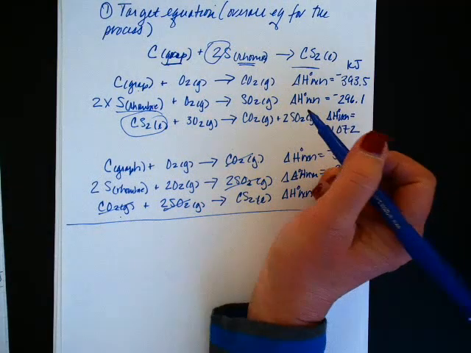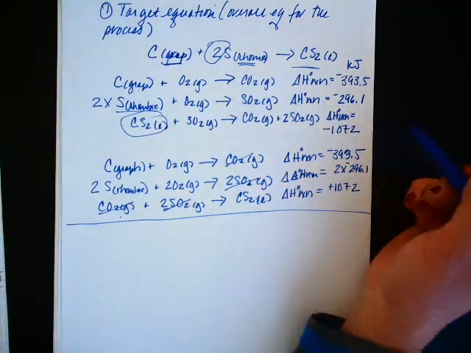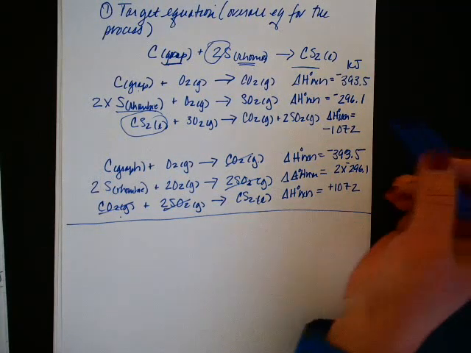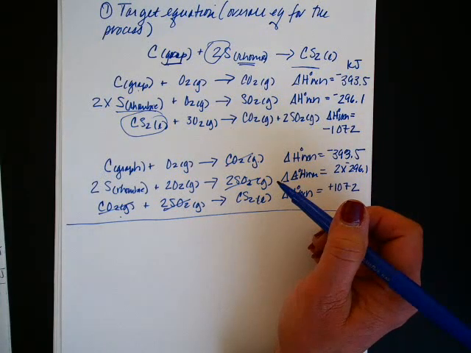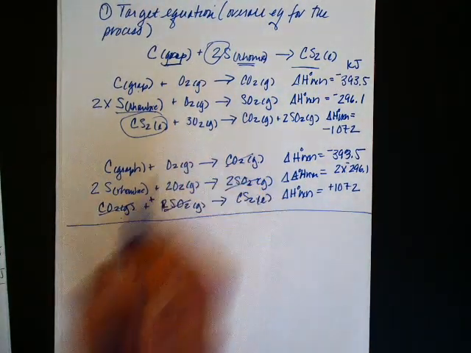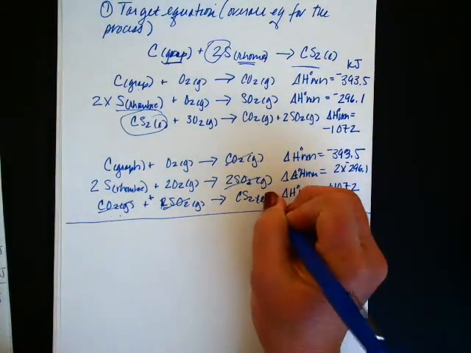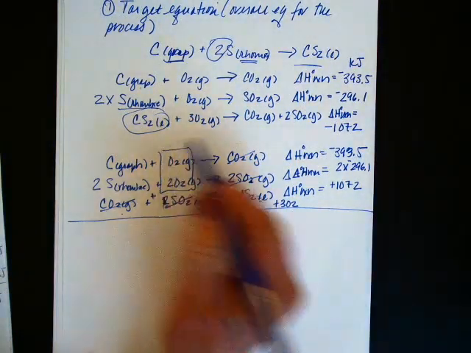Oh, I missed the 3O2. Where is it? What did I do there? Oh, over here. Jeez, thank you. Okay, so I've got 3O2 here and 3O2 here, so those cancel.